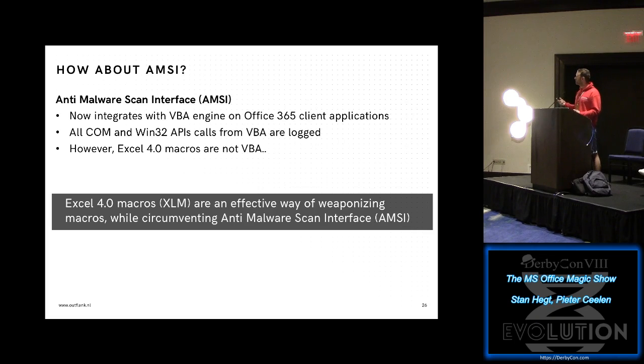Actually, how that works is the AMSI interface catches all COM methods that are being called, and it catches all Win32 API calls that are being called, and it logs them via AMSI to the AMSI provider. But that's VBA. And the AMSI provider hasn't opened up to XLM. So yes, in this case, we can use 26-year-old technology to actually circumvent, I'm not saying bypass, I'm saying circumvent, the AMSI provider that has been recently introduced.